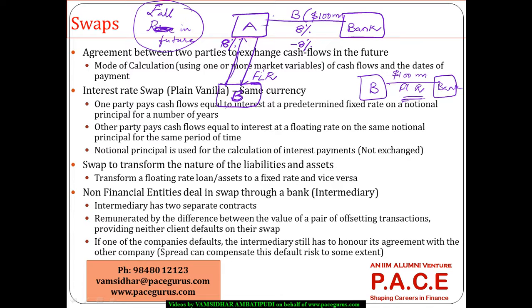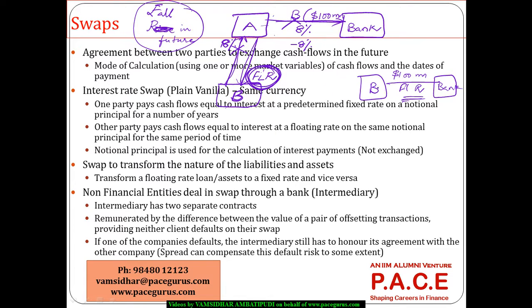It is receiving 8% from B on 100 million. That 8% it will pay back to the bank. And in a way, it is paying the floating rate to B. Means in a way it has converted the loan. These two are negating each other. In a way it has converted the loan into a floating rate loan.